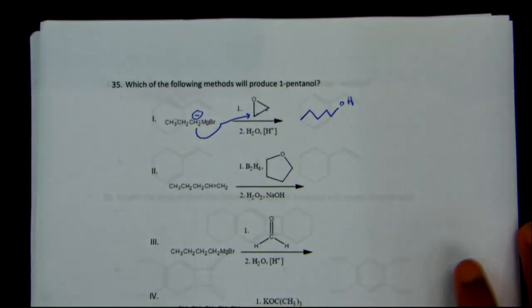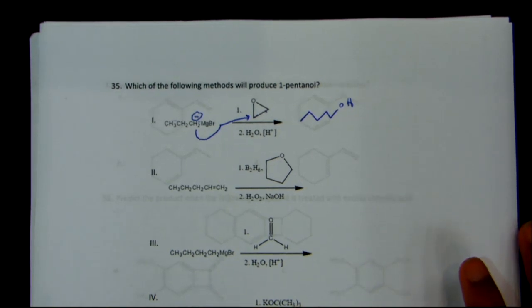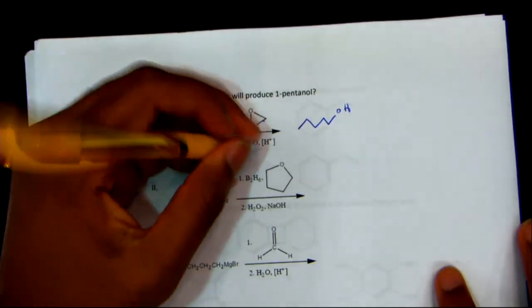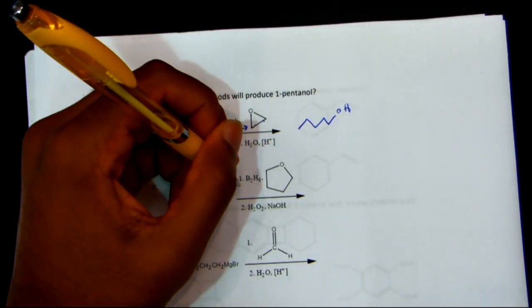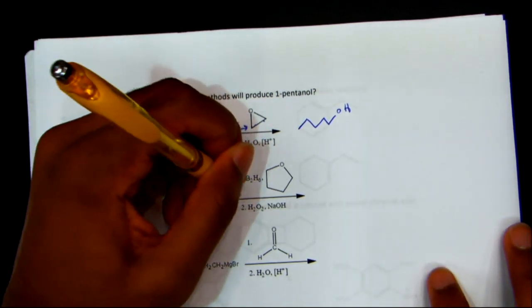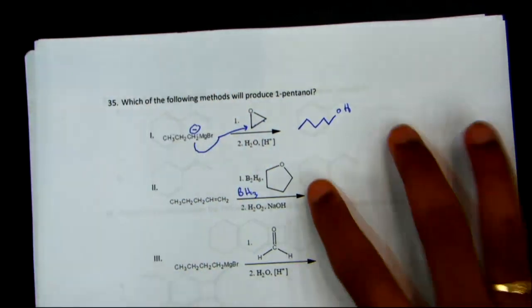So what is this thing? B2H6. If I reduce 2 and 6 to the ratio, it would be BH3. What is this?